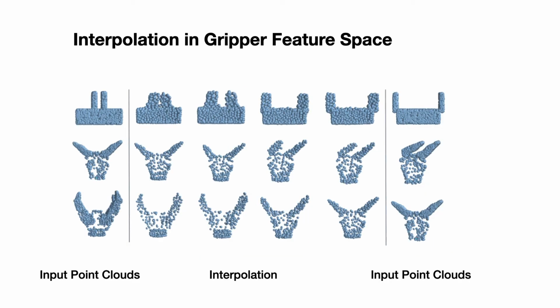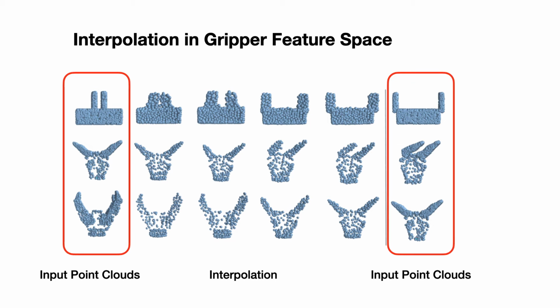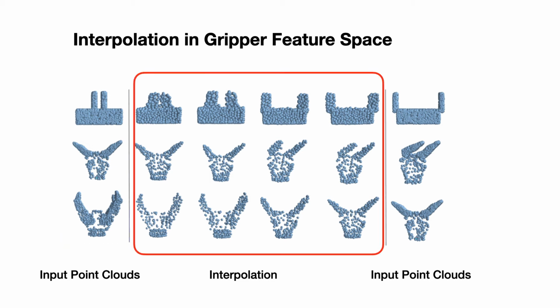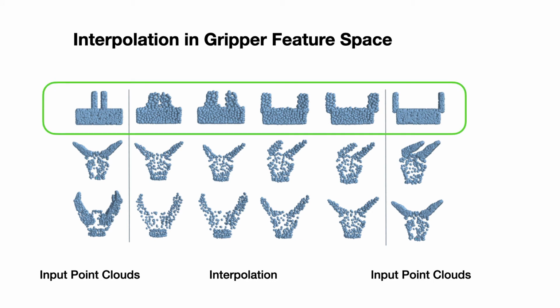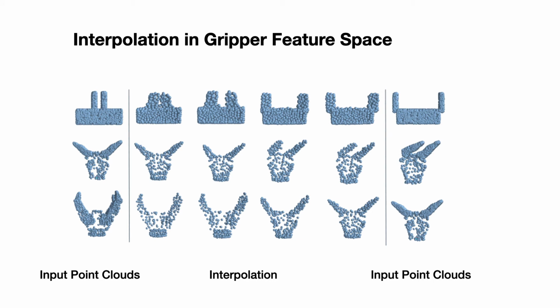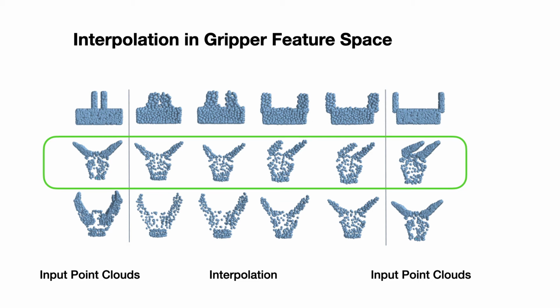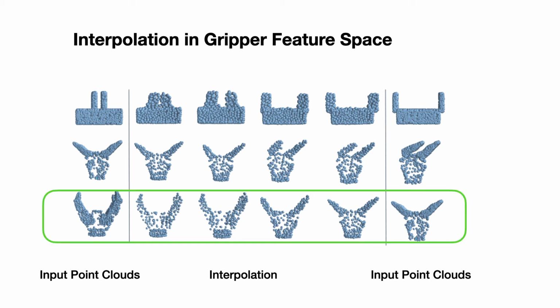We first demonstrate the effectiveness of the learned gripper embedding space by visualizing the interpolation in the gripper feature space. We first generate the features of 2 input point clouds, then interpolate these 2 features and decode them into gripper point clouds. You can see the top row shows the prismatic movement, the middle rows represent the joint movement, and the bottom rows show the geometry change between 2 types of 3-finger robot hands.